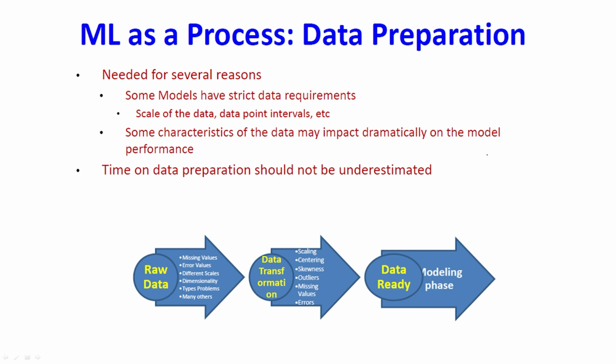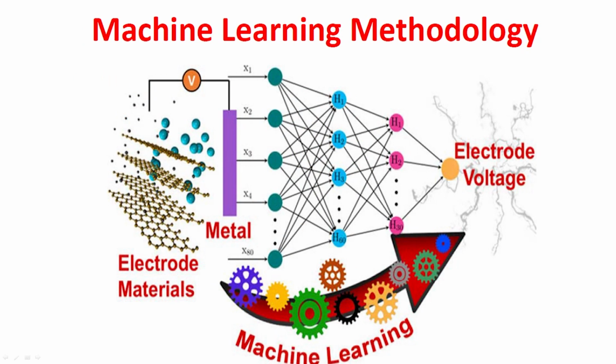And then once the data are ready, only then can you do modeling. Some models have strict data requirements like scaling of data, data point intervals. Some models are very open, they do not need that. Some characteristics of the data may impact even your model performance. How do you do that? So, basically for training, this kind of preprocessing of data is required.